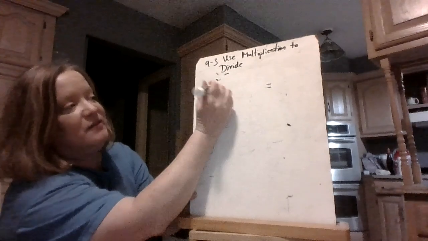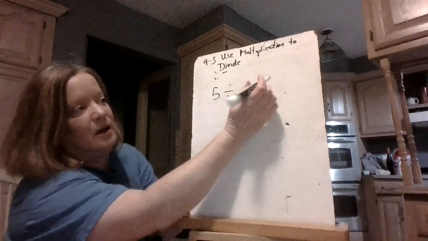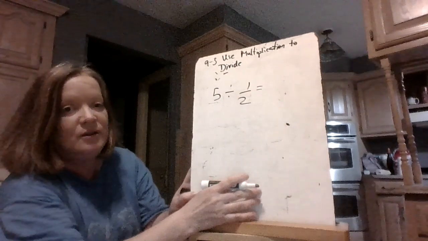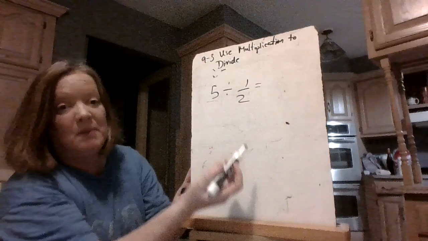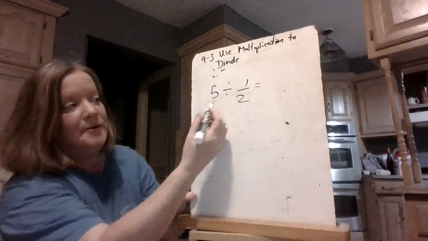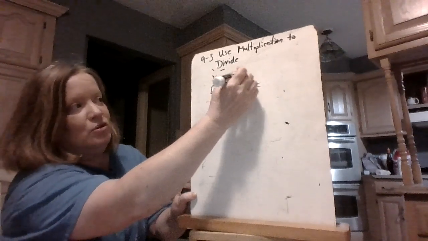I could do 5 divided by a half. Again, I'm basically doing a whole number divided by a fraction. And notice these are all unit fractions, where, what do we mean by unit fraction? Where the numerator is 1. So again, I'm going to practice this little trick of mine, keep, change, flip.